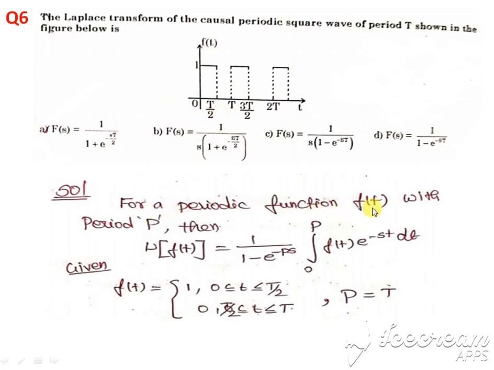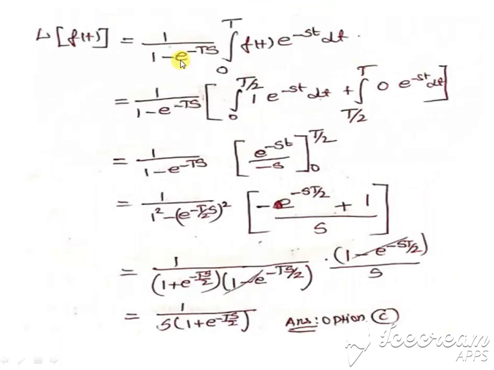For a periodic function f of t with period p, this is the general formula we already discussed. So here we can write f of t as 1 when 0 to T by 2, 0 when T by 2 to T, and period is T. So apply the formula. So 1 divided by T, integral 0 to T f of t e power minus st dt. 0 to T can be divided into 2 parts. In 0 to T by 2 only, f of t is 1, T by 2 to T f of t is 0. So this total term cancelled.